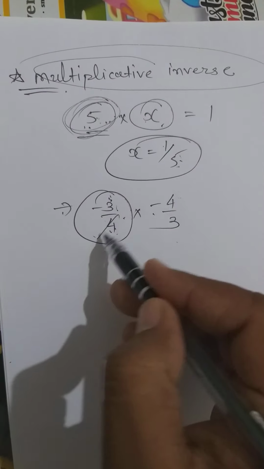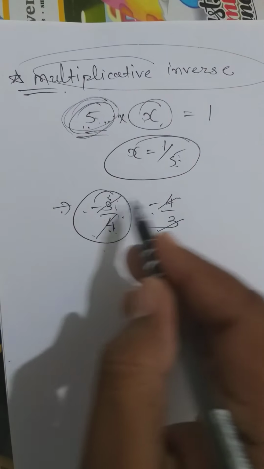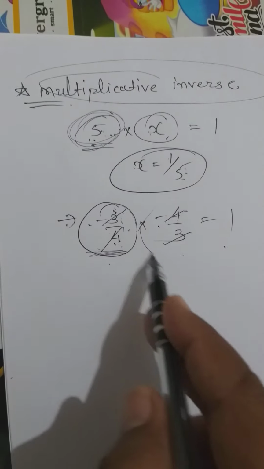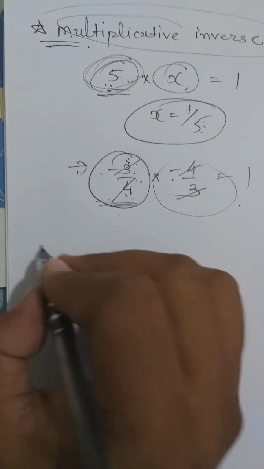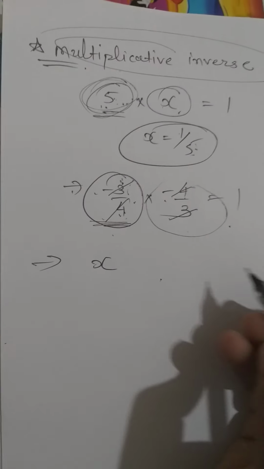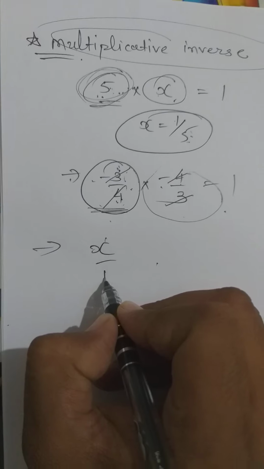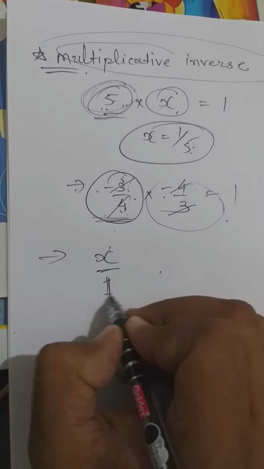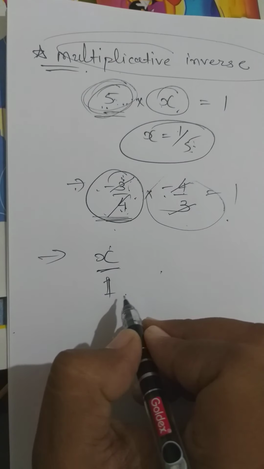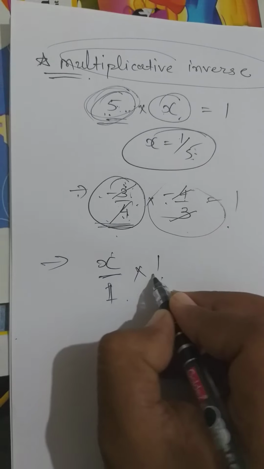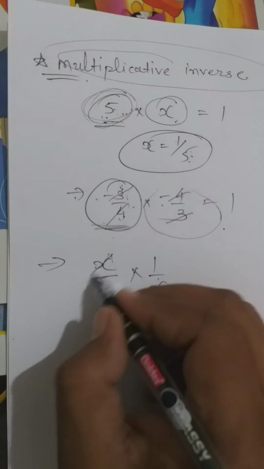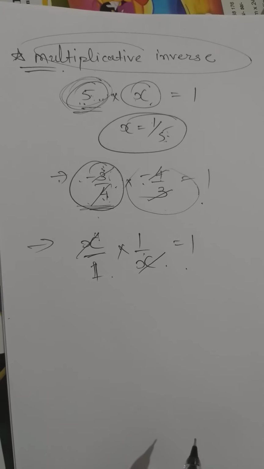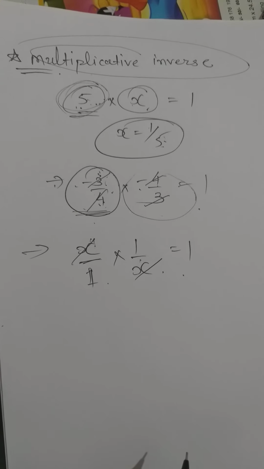Then you can verify it by cutting both numerator and denominator, minus 1 into minus 1, which is plus 1. So the multiplicative inverse of minus 3 by 4 is equal to minus 4 by 3. For example, if I want to find the multiplicative inverse of x, then it is x upon 1. If there is nothing in the denominator, then we can always say that there is 1 in the denominator. Now if I want to find the multiplicative inverse of x upon 1, then it will be 1 upon x. Then the answer will be 1. So the multiplicative inverse is the reciprocal of the given number.